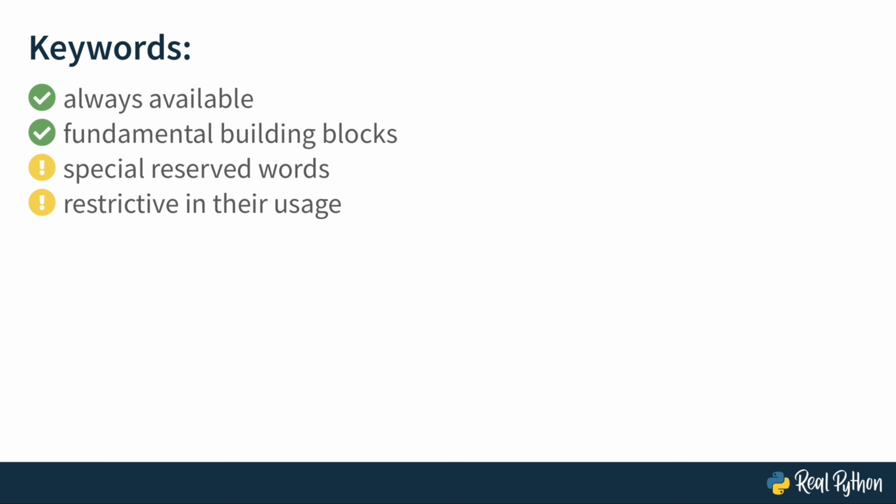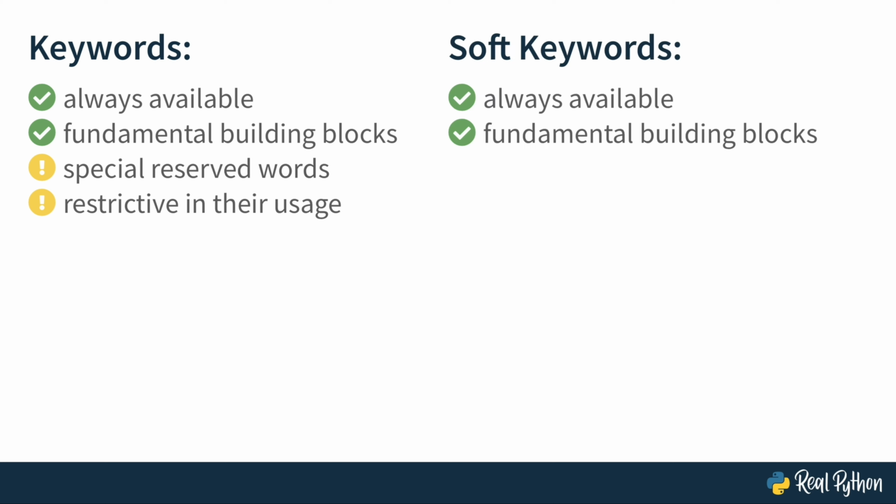Now, you might wonder why the last 2 bullets don't have the check mark on a friendly green background. Well, I did this on purpose to foreshadow that these are key differences to soft keywords. Soft keywords are also always available, and they are also fundamental building blocks, but they are not special reserved words and therefore not as restrictive in their usage. Let me show you what I mean by that.